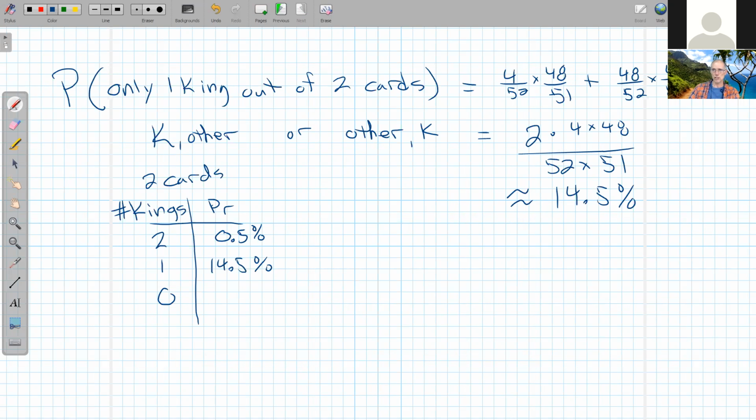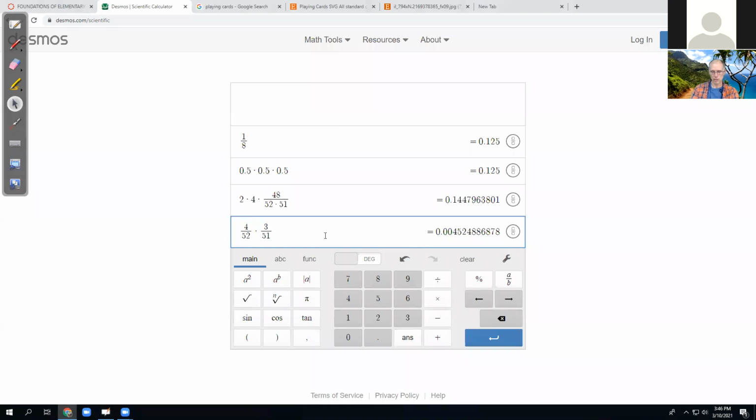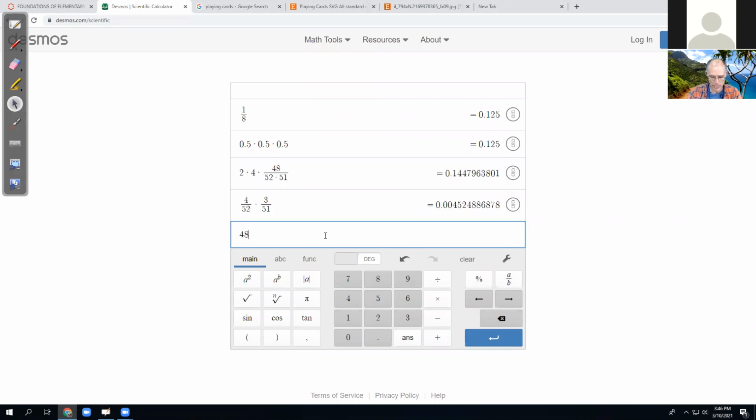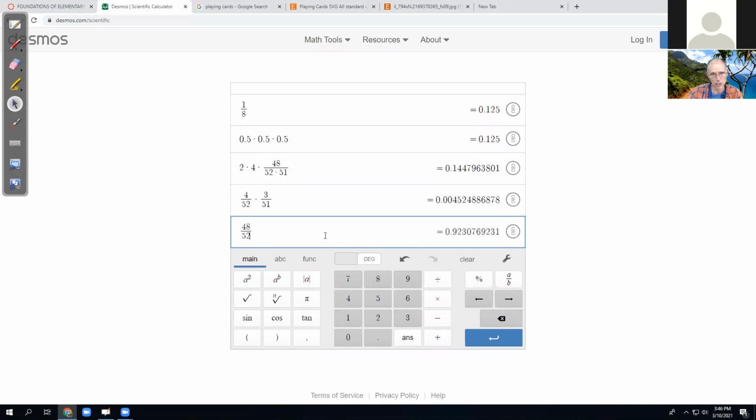And then no kings, that should be pretty darn likely. So that one was 48 out of 52, because there were 48 no kings. On the second draw, we lost a no king, so we have times 47, and there's only 51 cards. And that one ends up being 85.1. Now keep in mind, I'm doing some rounding here, and rounding multiple times in a row can cause accumulated error. So we're going to end up with a slight error here in just a sec. So let's call that 85.1%.